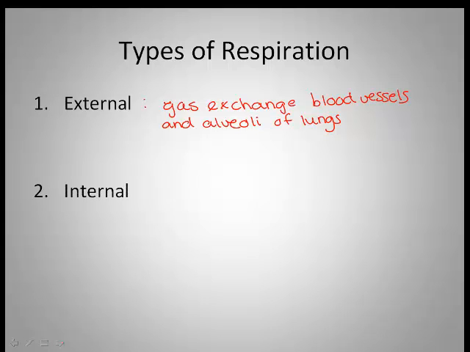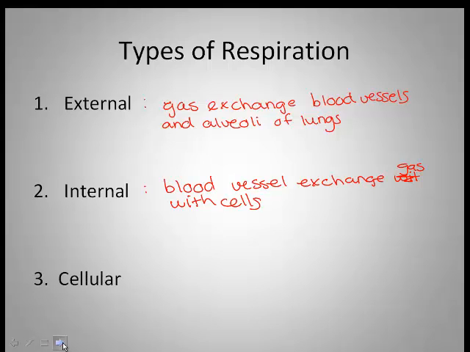Internal respiration. This is when our oxygen is now in our blood vessels, and they're going to exchange gas with the cells of our body.